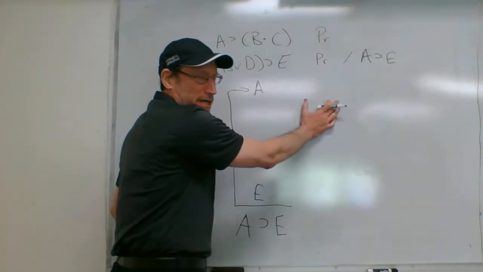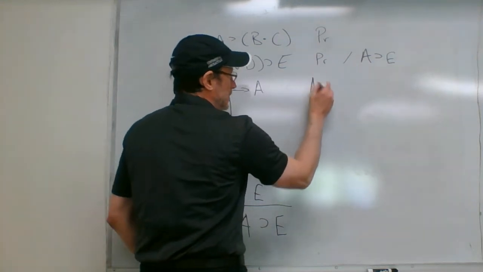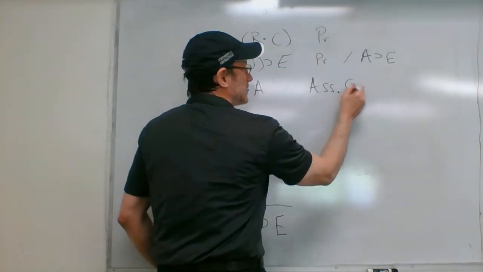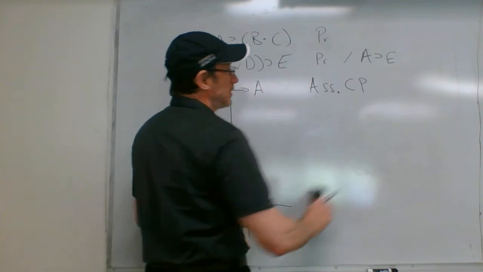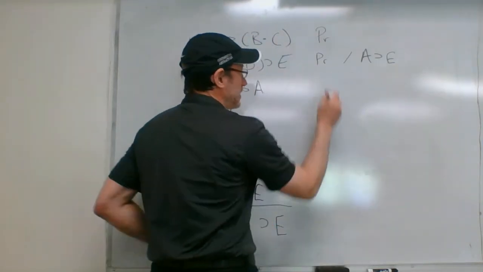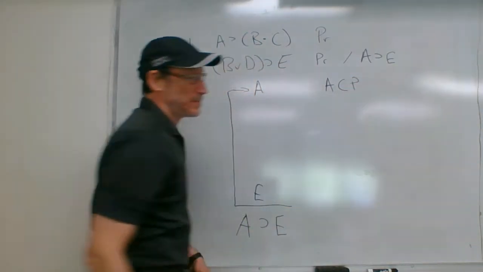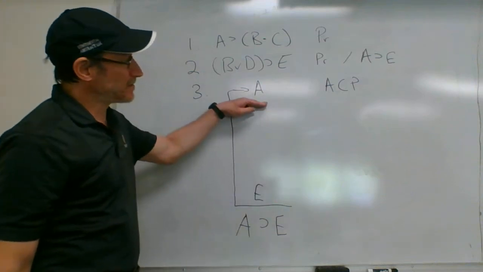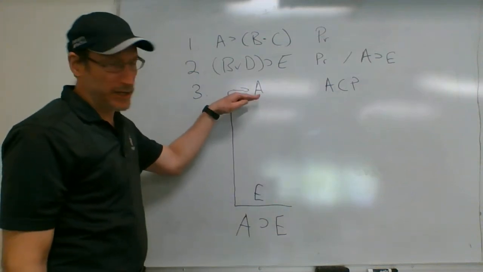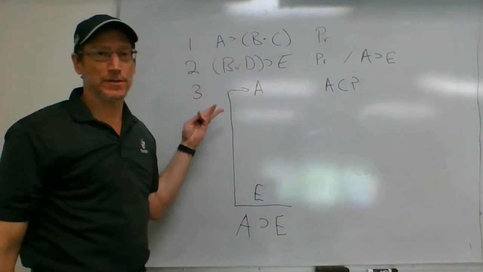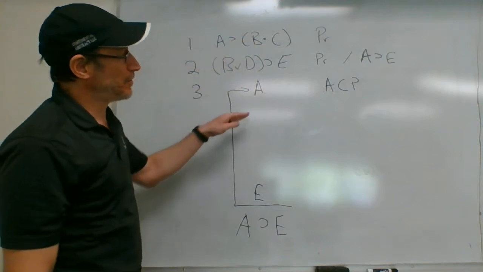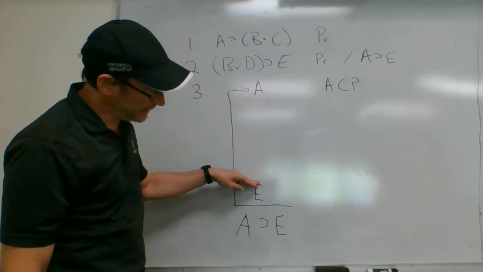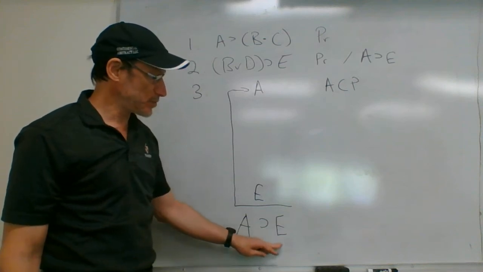Now I should put down the justification over here. The justification is assumption. I'm going to abbreviate that as ASS dot CP. Or you could just be a little bit more plain and just say ACP. Okay, basically what ACP means is assumption for conditional proof. I'm letting myself assume something only temporarily. You know, you can't just add premises to your argument that weren't given to you, but you are allowed to assume something temporarily. If you can show, assuming A is true, I can get to E, then I know I can infer that A horseshoe E.